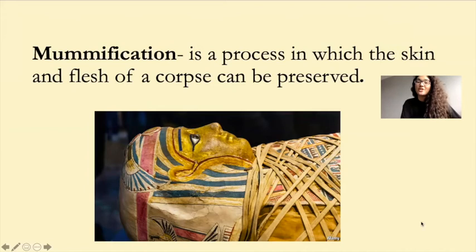Mummification. Mummification is a process in which the skin and flesh of a corpse can be preserved. So in the ancient Egyptian times, the reason why somebody would be mummified is so they can keep their body looking exactly how it was when it was alive, because for them that was a sign of respect, a sign of letting the dead person know that they don't want to forget what they looked like because they respect them so much.